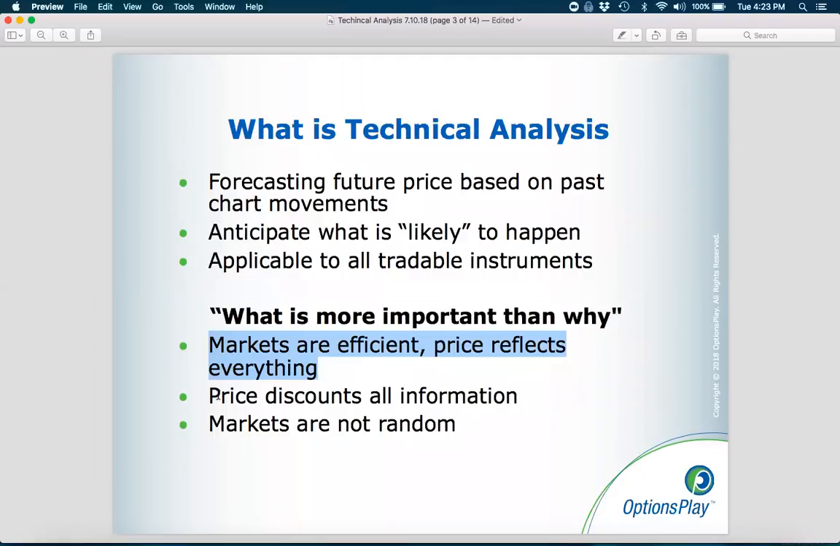And this is really the idea that price discounts all information. So trying to analyze the information, or trying to analyze why something happened, usually by the time you figure that out, it's usually way too late. And that's why technical analysts don't really care why. We really just focus on the what, meaning how did the markets react and what can we do with that information.